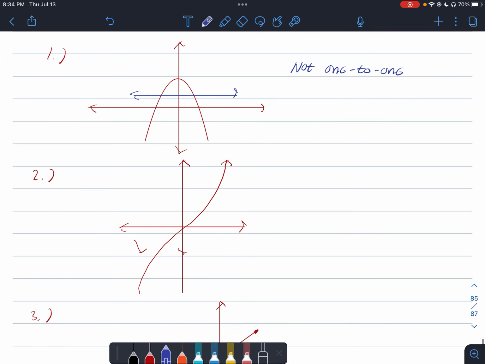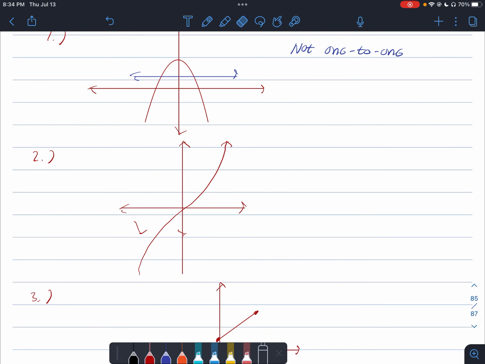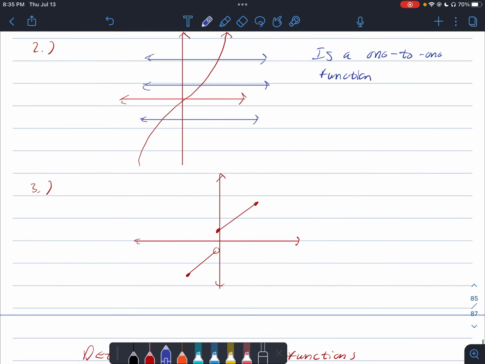Okay, if we look at this one here, there's nowhere that we can draw a line anywhere on here that hits more than 1 point. There's nowhere we could draw a horizontal line that hits more than 1 point. So therefore, this is a one-to-one function.